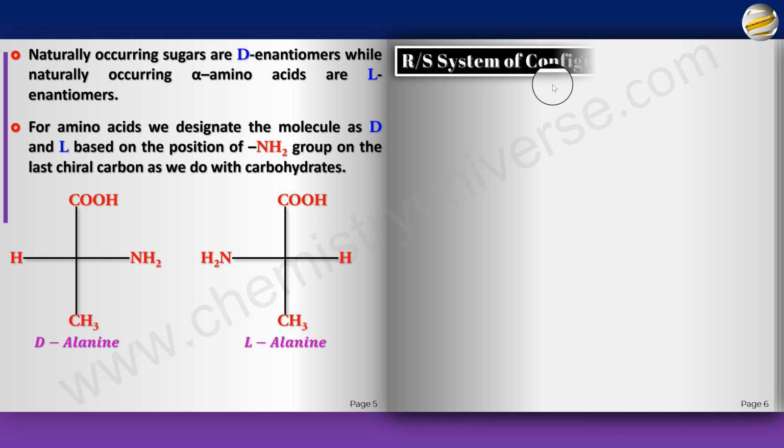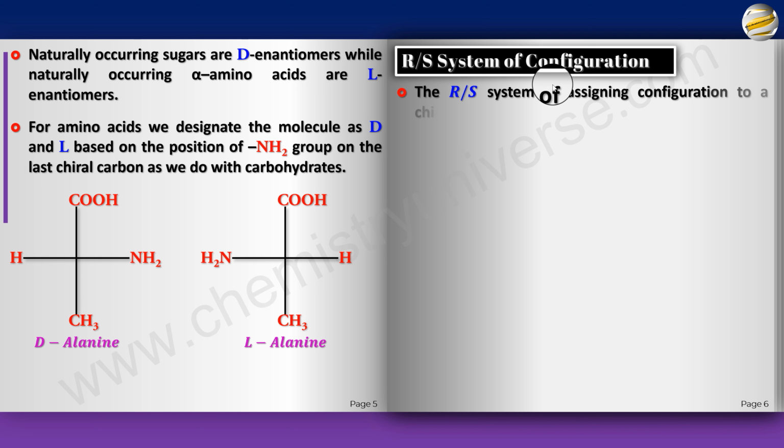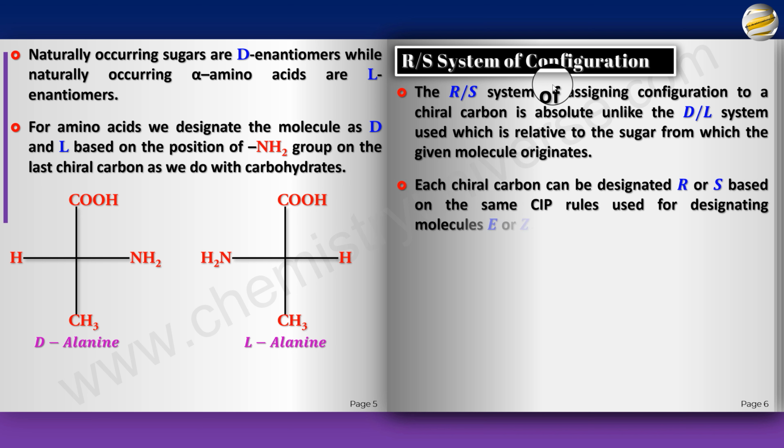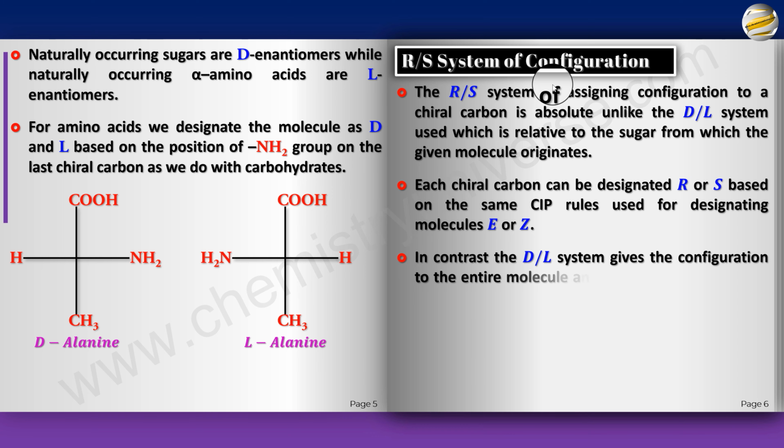So, the RS system of configuration. The RS system of assigning configuration to a chiral carbon is absolute, unlike the DL system, which is relative to the sugar from which the given molecule originates. Each chiral carbon can be designated as R or S based on the same CIP rules used for designating molecules of geometrical isomers as E and Z. In contrast, the DL system gives the configuration to the entire molecule but not to the individual carbon atoms.